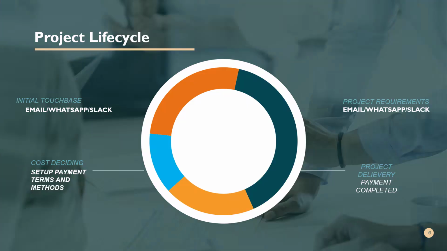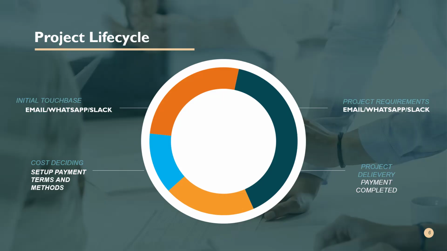Then for the project life cycle, it's very easy now. Initially, you just message me over email, WhatsApp or Slack. Email and WhatsApp I will be sharing in the description of this video. You can just email me or WhatsApp me, and we can discuss how we can communicate with each other. Then the project requirements, similarly, you can just share the files. And once I get the files and everything, I will share the timeline and the cost.